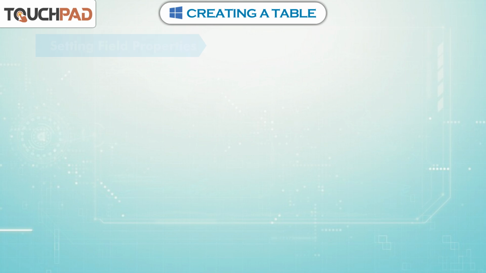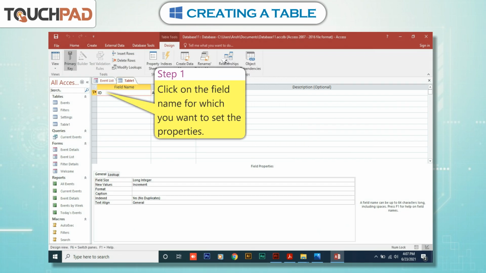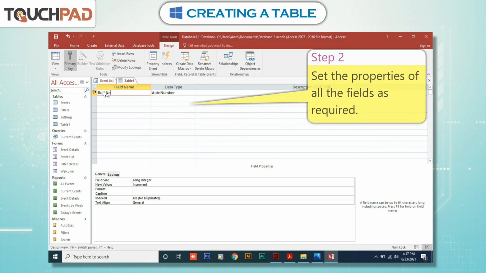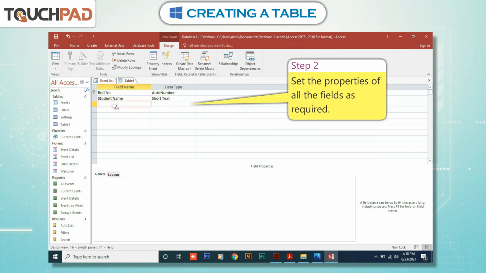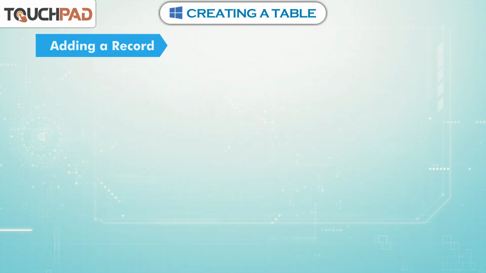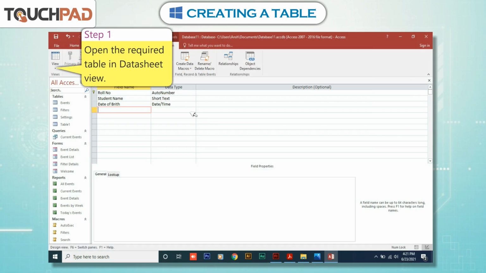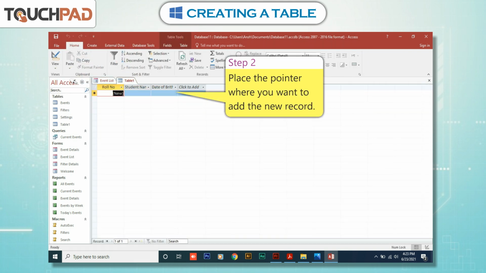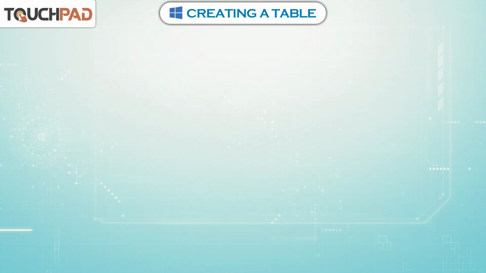Setting field properties. Step 1. Click on the field name for which you want to set the properties. Step 2. Set the properties of all the fields as required. Adding a record. Step 1. Open the required table in datasheet view. Step 2. Place the pointer where you want to add the new record.